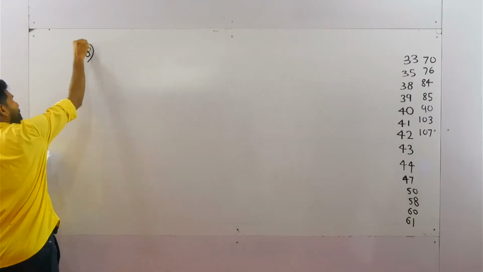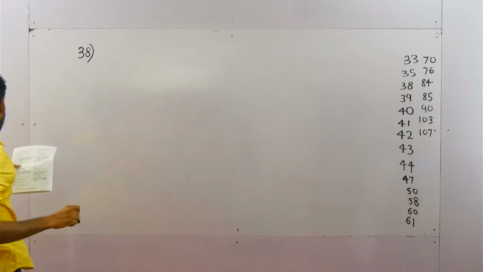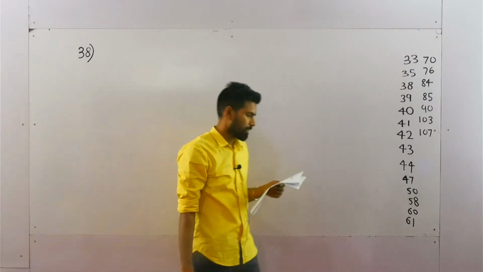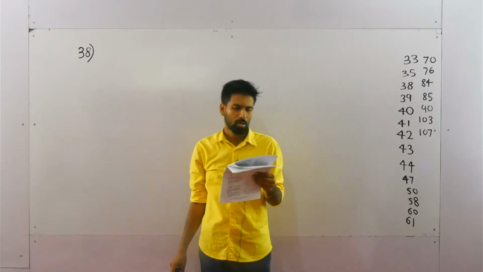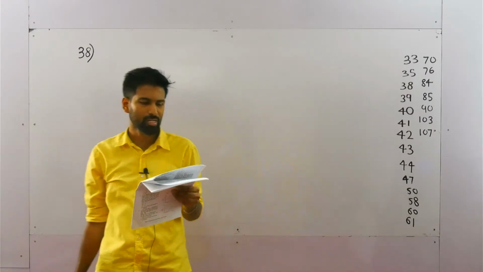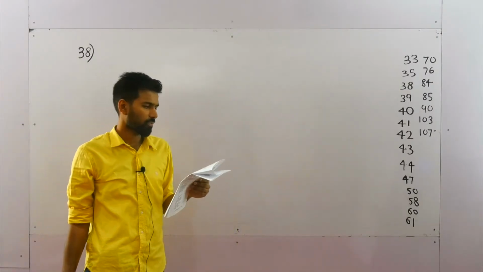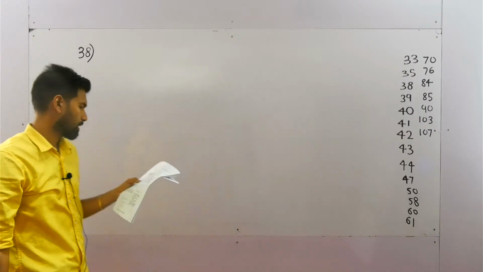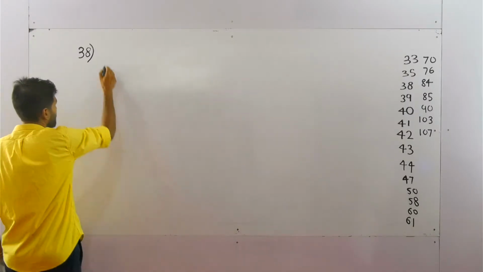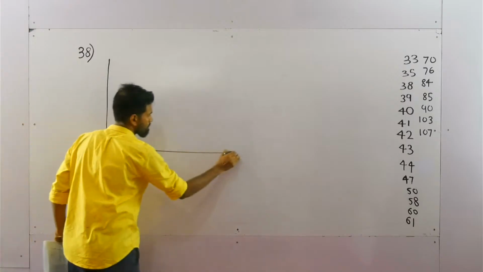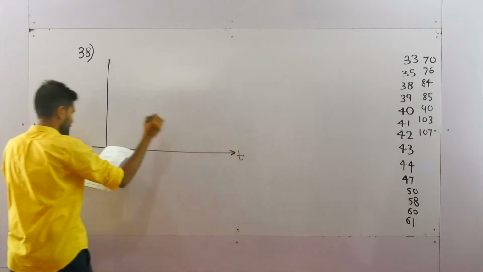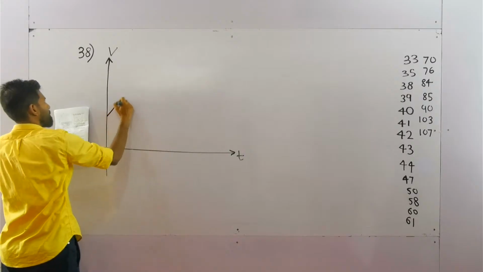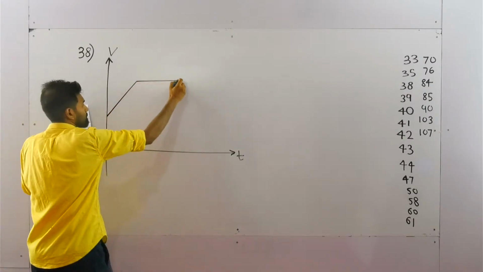38. The velocity time graph of a particle moving in a straight line is given below. The acceleration of the particle at t equal 9 is equal to. Okay, this is a velocity time graph. It's like this.